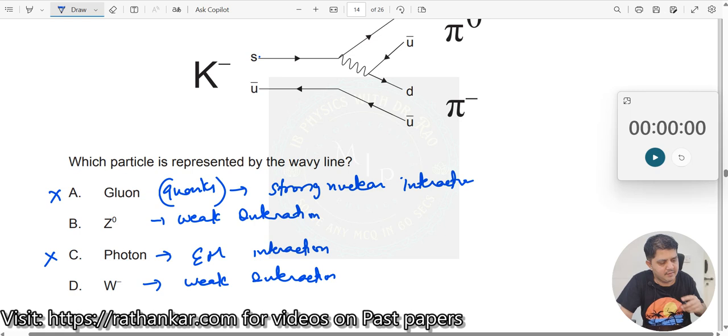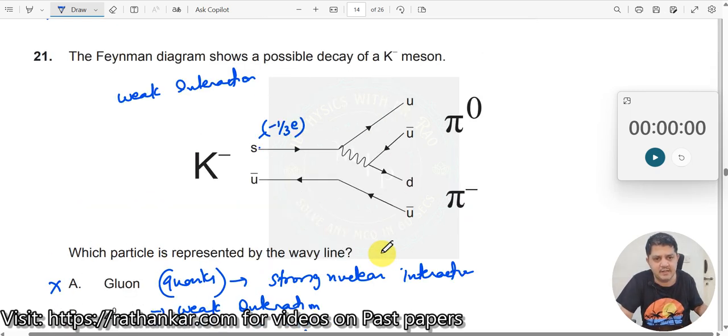Now what do we have here? What is the quark composition? What is the charge on the S quark? It is minus 1 by 3 times e. What is the charge on the U quark? U quark charge should be 2e divided by 3. Now how do we write this over here?